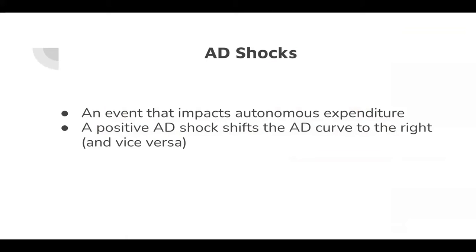So we have aggregate demand shocks, which is any event that impacts autonomous expenditure. Autonomous expenditure is spending that is independent of income. So changing government spending or changing investment due to perspective. A positive aggregate demand shock shifts the aggregate demand curve to the right and vice versa.